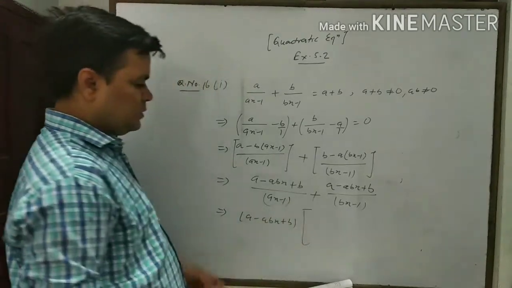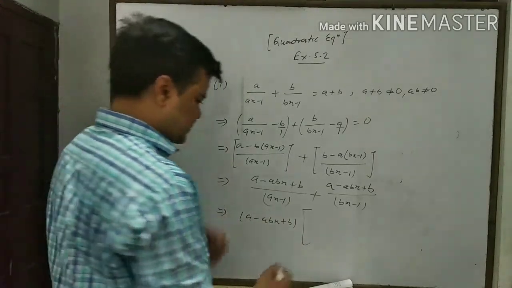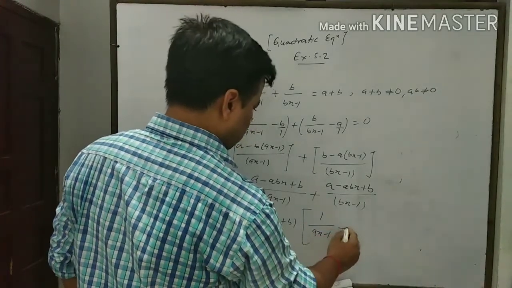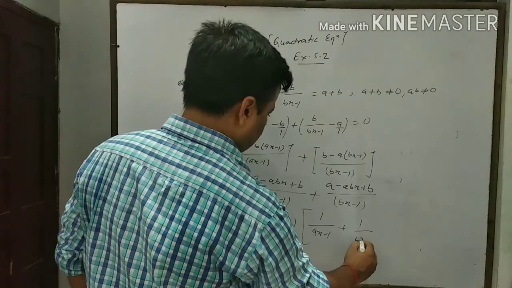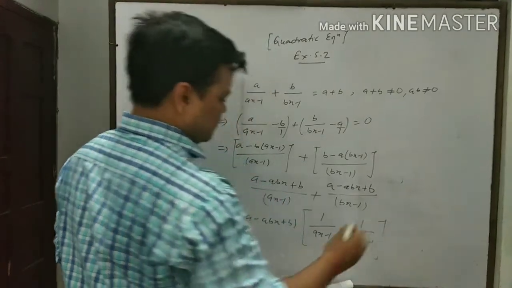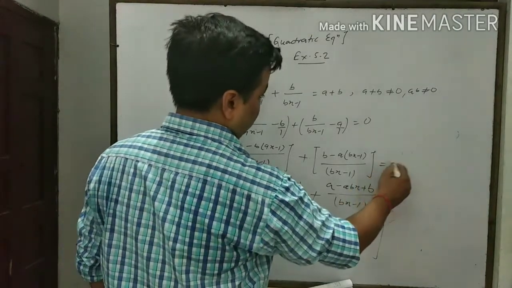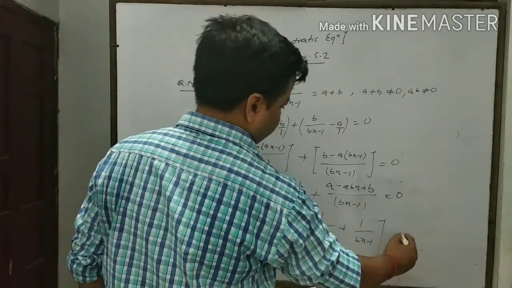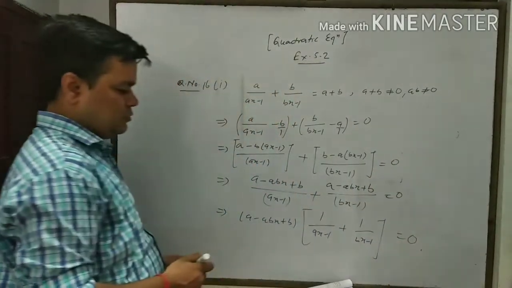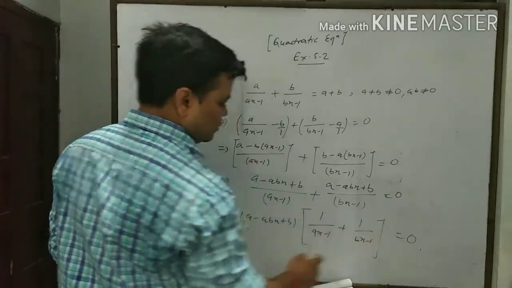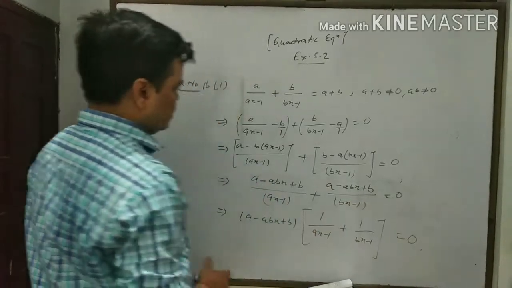If you take common, then what do we get? 1 upon ax minus 1 plus 1 upon bx minus 1, okay? Equal to 0. Okay, don't forget it. Right? Now again, by zero product, this value is equal to 0, or this value is equal to 0.